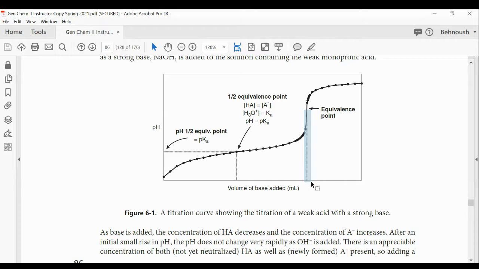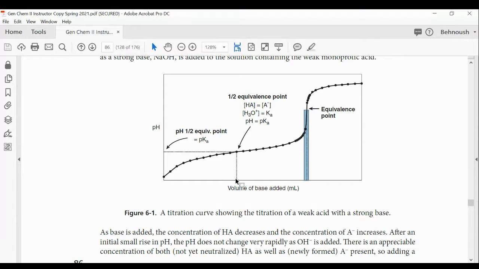And then at that point you find the volume. Let's say this volume is 20. If that volume at the equivalence is 20, you divide 20 by 2 and you get 10. On the graph, you find the volume of 10, okay?